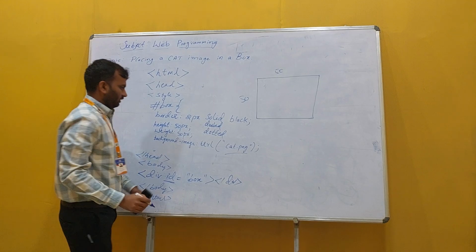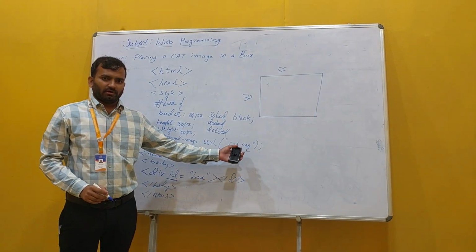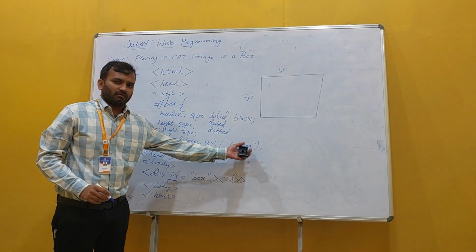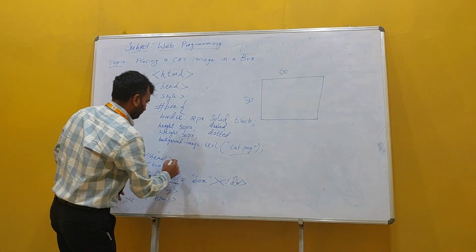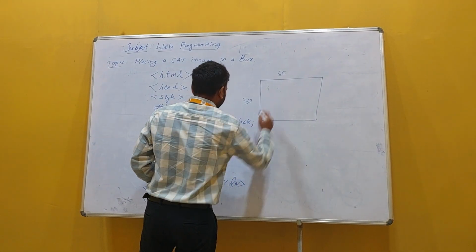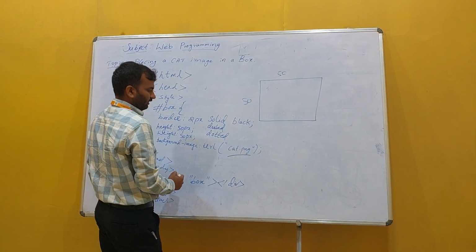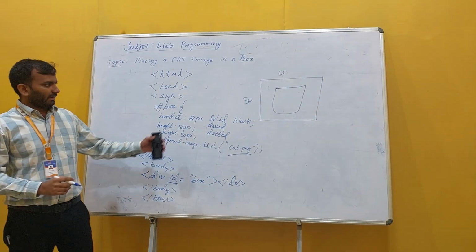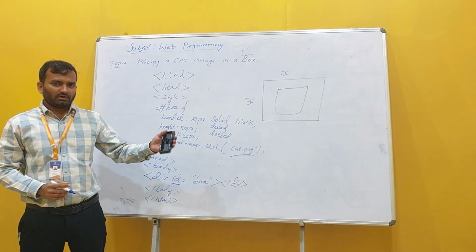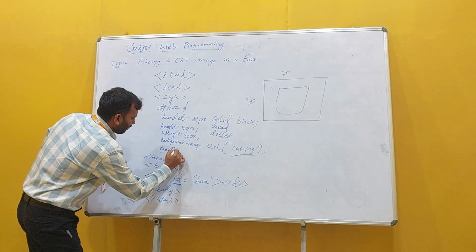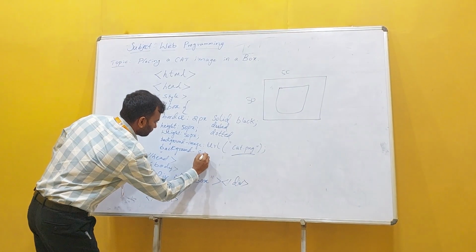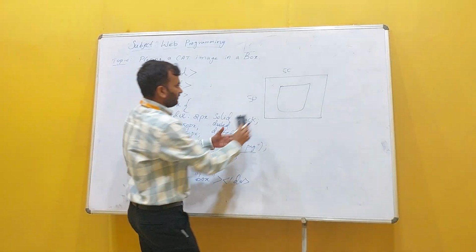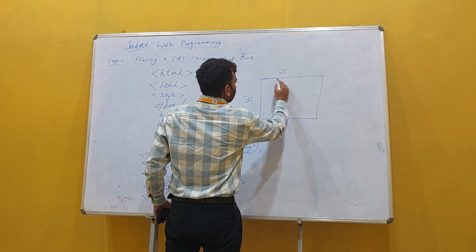I have written just a normal reference, cat.png. Whenever we use this in our own systems, the path will be different. Likewise, I have given a random path name like cat.png. If I have a cat image with this name, my cat image will be placed in this box, but I want my cat image to occupy the total space. For that I need to write background-size: cover. If I give this statement, my cat image will occupy the total space.